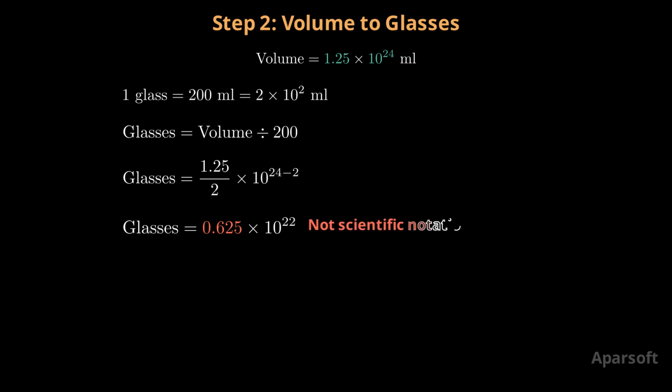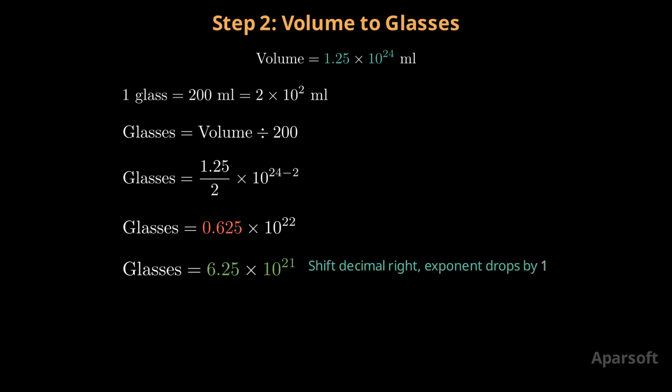Once again, we need to fix this. 0.625 is less than 1. We shift the decimal one place right. 0.625 becomes 6.25 and the exponent drops by 1, giving us 10 to the 21. So that is 6.25 times 10 to the 21 glasses.